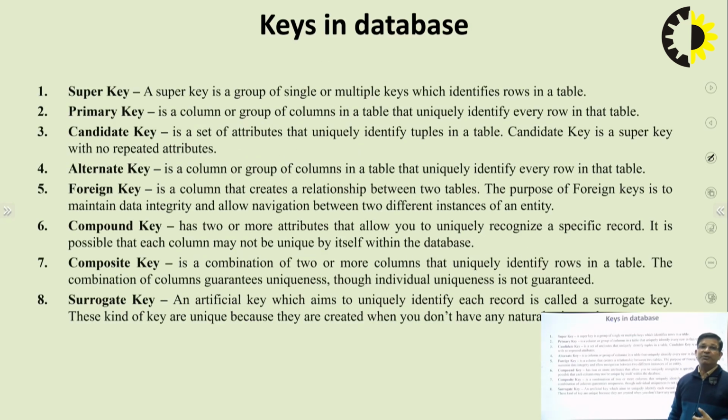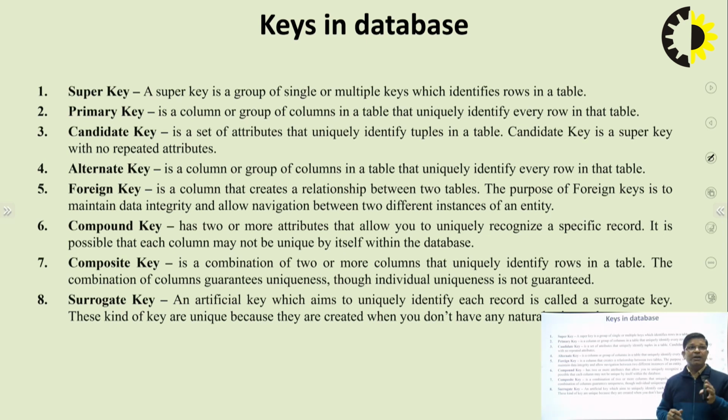There are different types of keys available in a database, because if we are discussing the strong entity set, we must know what the primary key is and what a strong entity is. How can we say that this is a weak entity? So first we know the super key. A super key is a group of single or multiple keys which identify a row in a table and is uniquely identifiable. Super key.